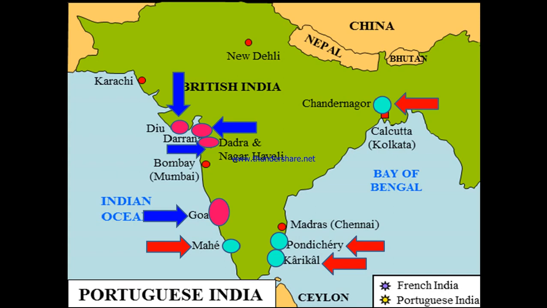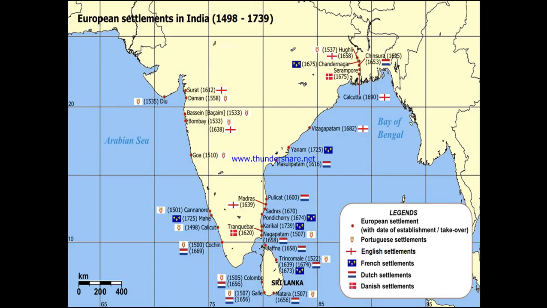Once again, the trading centers Goa, Dadra Nagar Haveli, Daman and Diu, these four trade centers were established by the Portuguese traders, and Mahe, Karaikal, Pondicherry and Chandernagore, these four trade centers were established by the French traders in India.